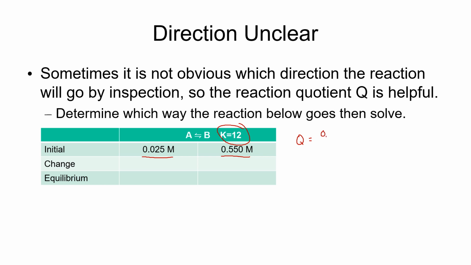So we can take this right-hand side, 0.550 moles per liter, divided by 0.025 moles per liter. If you punch that into your calculator, 0.55 divided by 0.025 equals 22. So if we put that on the little teeter-totter here, we got 12 on this side, we got 22 on this side. That means this reaction is going this way, so that means this is going to be a plus x on this side, a minus x on this side, and we should be able to work out our equilibrium concentrations once we have that information.